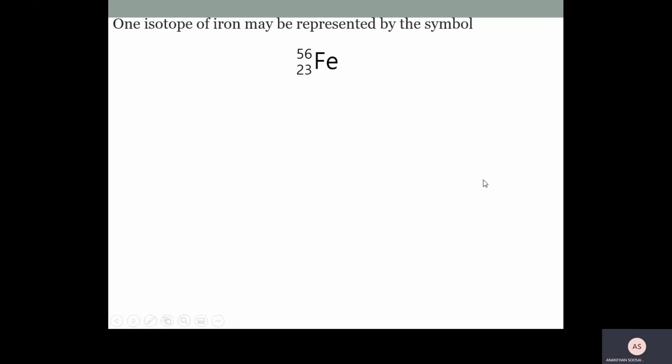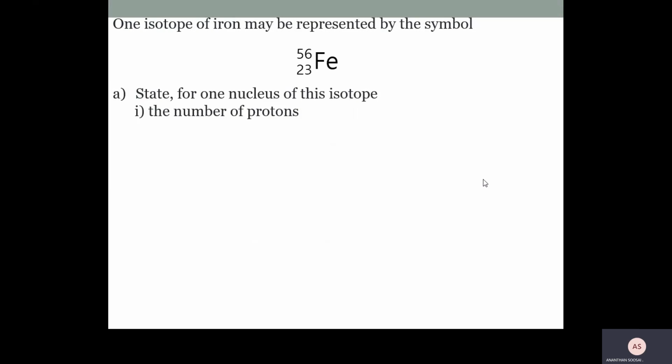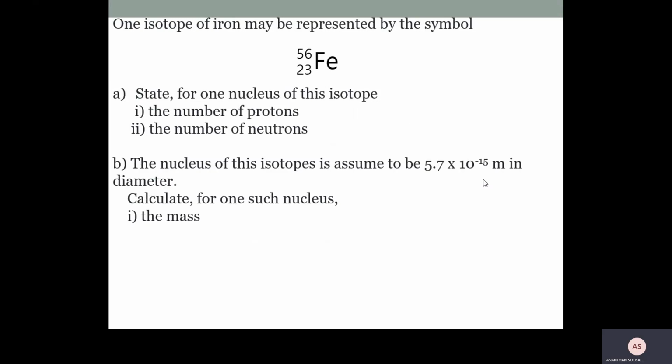Okay, this is something different. Okay, one isotope. This is a structured question. What is the answer? Number of proton is 23. Okay, number of neutron is 56 minus 23. Okay, you can get it. Next.